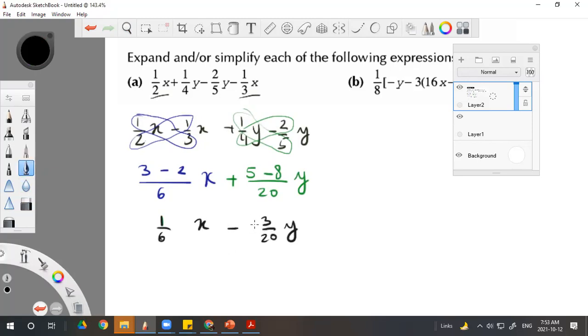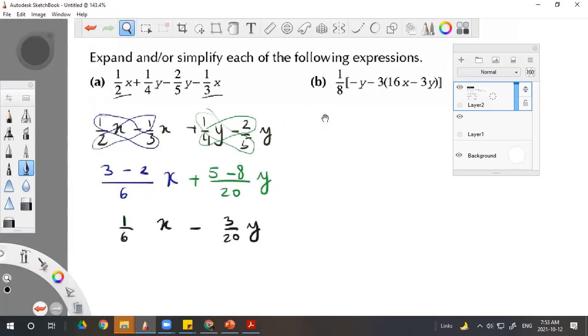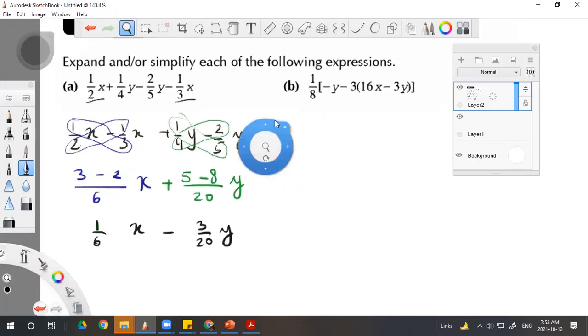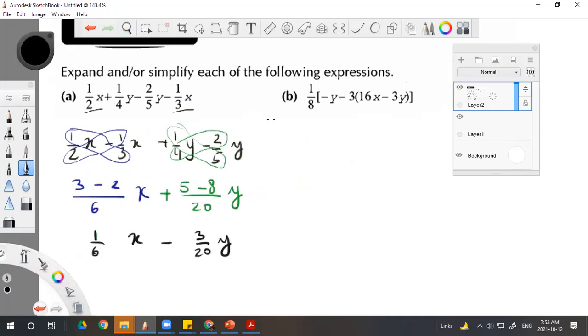Okay, I think this is more simple for you to understand and to get rid of all of the confusion about the fraction. Biar lebih simple aja. Any question?